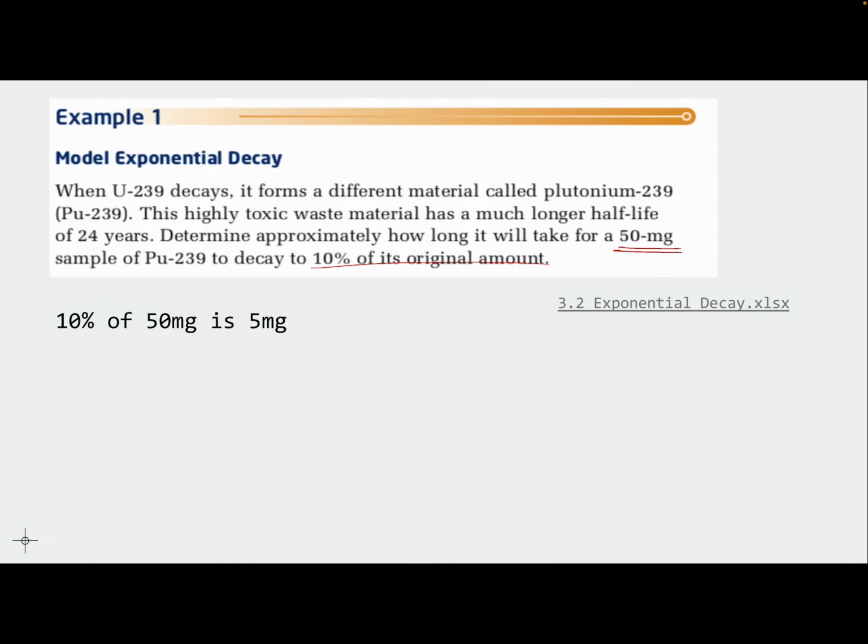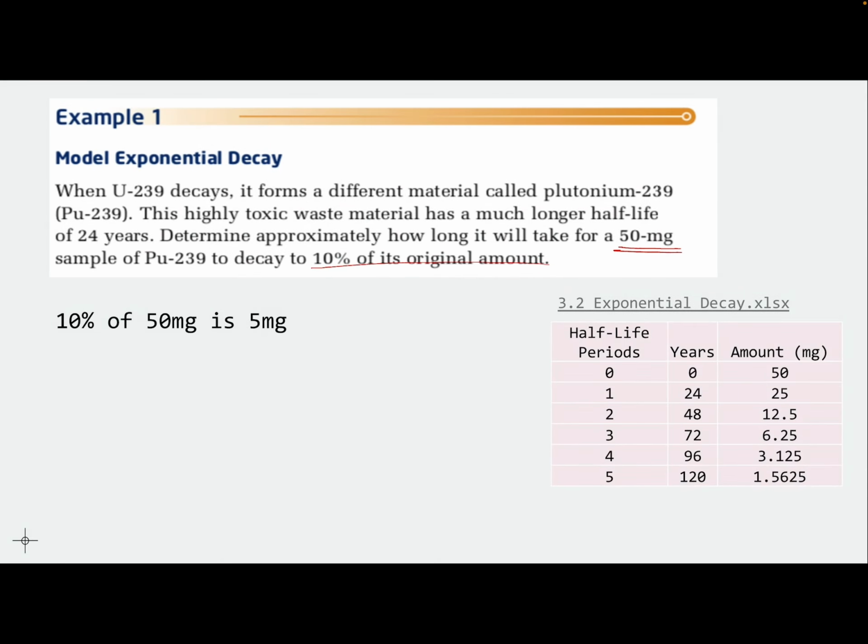Okay, let's go back to the PowerPoint. So I've imported that table here, highlighting the important information. If we're just using the table, we're not going to get a quite accurate result. We just know it's going to be anywhere from 72 to 96 years. To get a little bit more accurate answer, we should probably develop an equation.